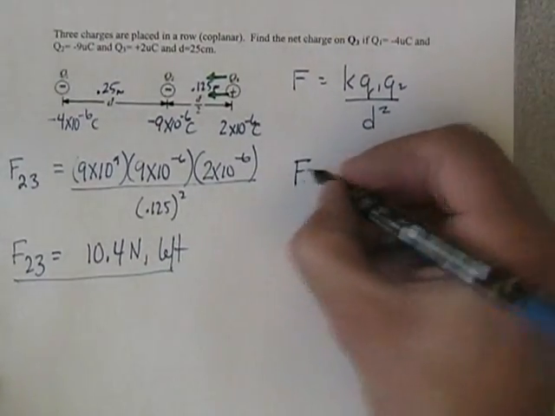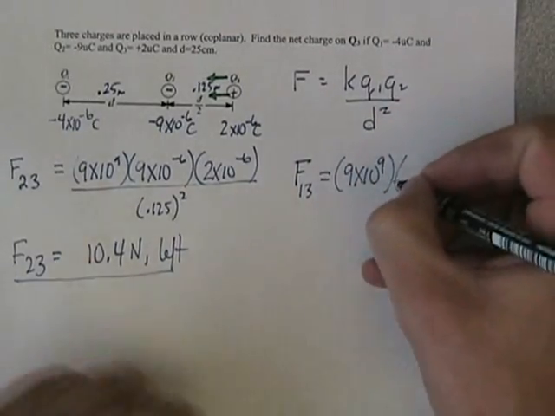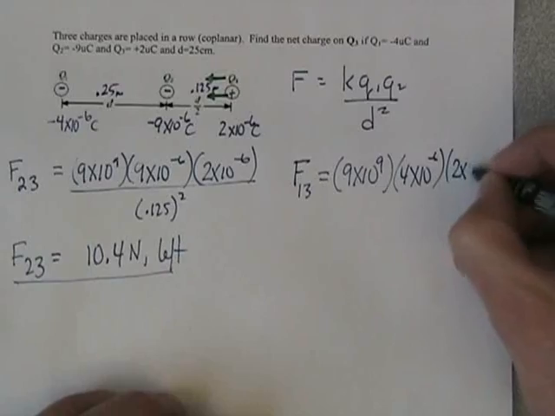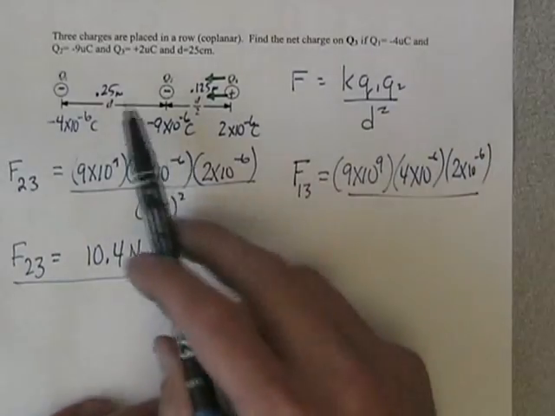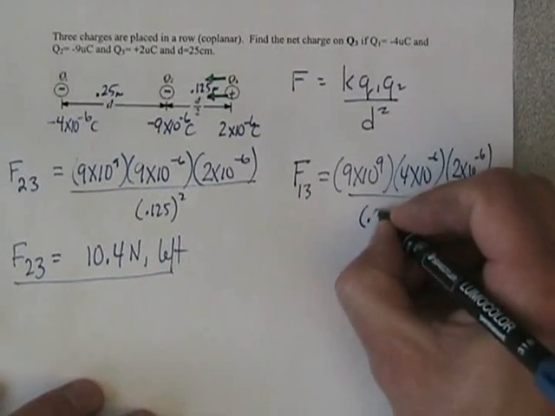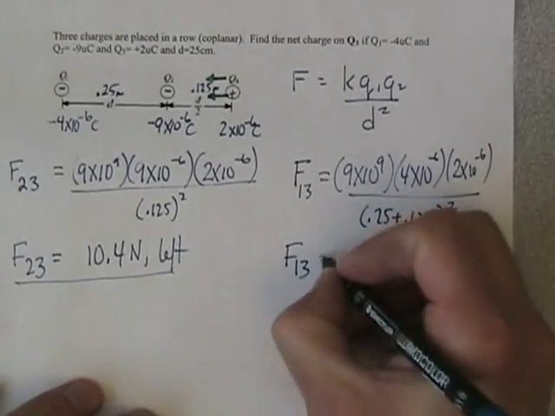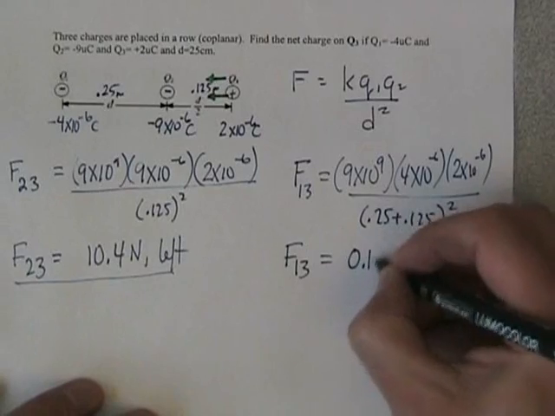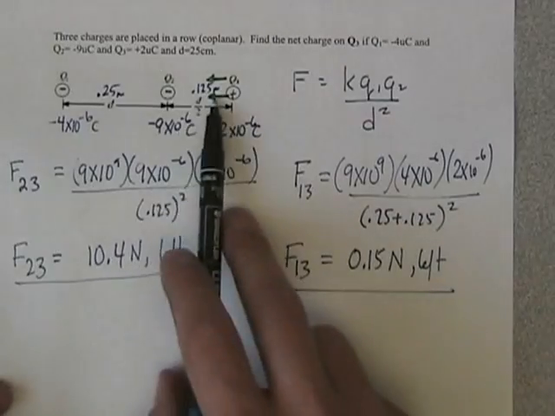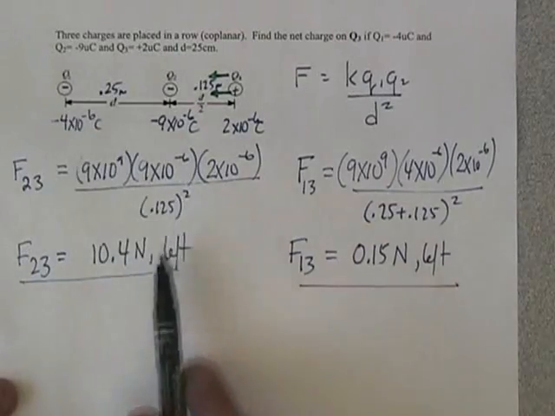Now the force of 1 on 3 is going to be 9 times 10 to the 9, and then it's going to be 4 times 10 to the -6 and 2 times 10 to the -6, over, now I'm going from 1 to 3, which is 0.25 plus 0.125. So I'll just put that down: 0.25 plus 0.125 squared. When I put that on my calculator, I get 0.15 of a newton left. A lot more force when you're closer. This is a bigger charge, and it's closer than this one. So you're going to get a bigger force here.